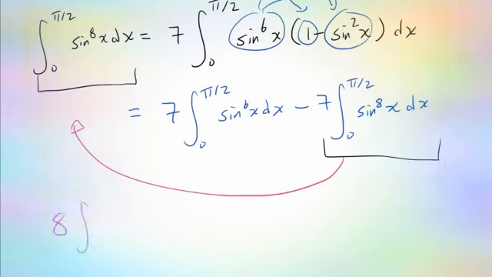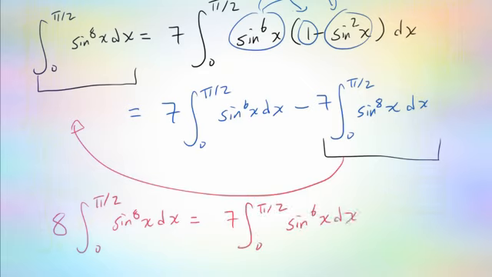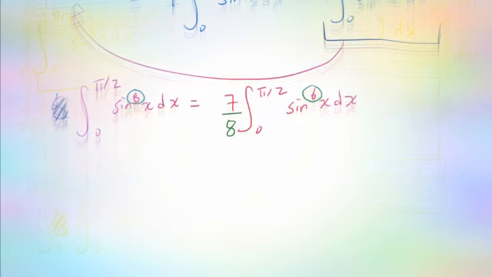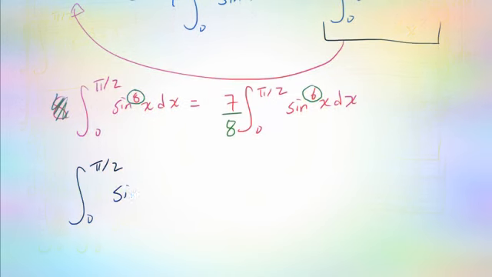So we have 8 times the integral from 0 to pi over 2 of sine of x to the 8th power dx equals 7 times the integral from 0 to pi over 2 of sine of x to the 6th power dx, and dividing both sides by 8, we get that the integral we want with the exponent of 8 is going to be 7/8 of the same integral, except with exponent 6. What do we do now? Well, look at this. Maybe we can apply the same thing to the integral from 0 to pi over 2 of sine of x to the 6th power dx.